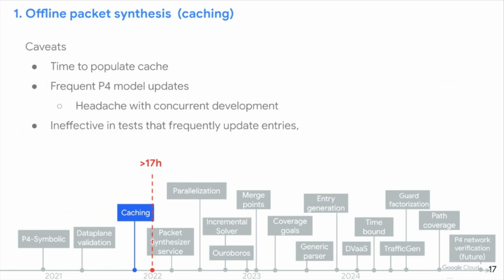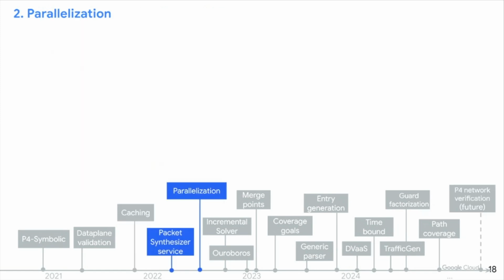However, there are a few caveats. If the time to populate the cache is, say, 17 hours, it takes a really long time to populate it and then test it. And if you have frequent model changes or frequently update the entries, then when you have concurrent development, the cache gets corrupted, and this leads to a lot of hazards. This is better than the previous solution, but let's look at some other better solutions.